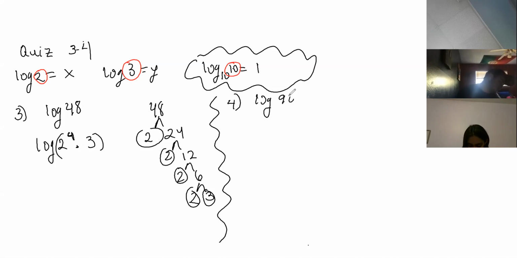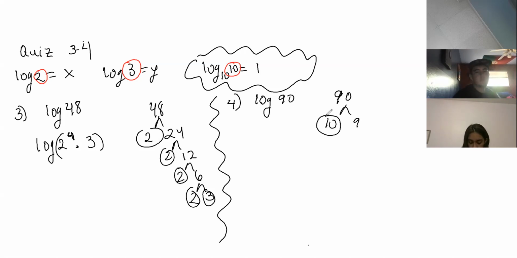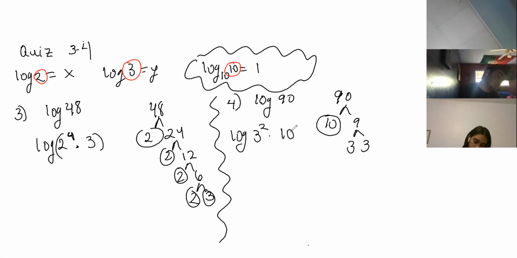Okay. And number 4 is log of 90. Can you guys tell me what I would use to break up log of 90? 10 and 9? Yeah. And is it safe to use 10? Do I have to break 10 down, or is 10 a number I can use? 10 is a number you can use. How about 9? Is 9 a number I can use, or do I have to break it down? Break it down. To 3 times 3. So log of 3 squared times 10. Break it apart using addition, bring your exponent down, and then plug in your letters and numbers.